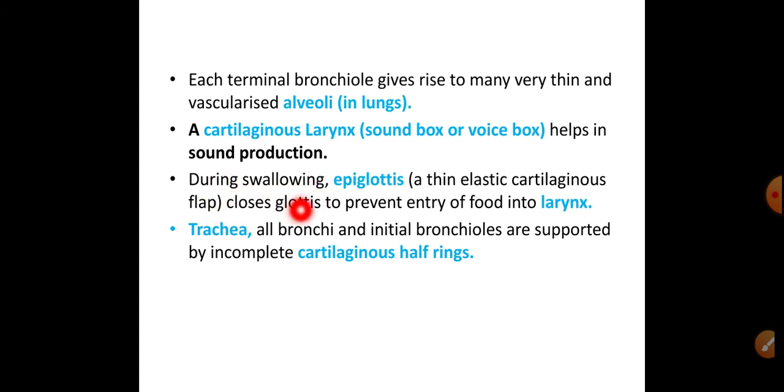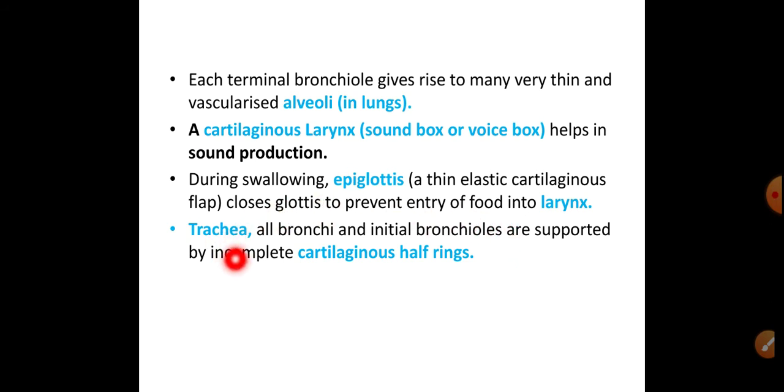Then during swallowing, when we swallow food or water, the epiglottis is another structure. It is a thin elastic cartilaginous flap. It closes the glottis to prevent the entry of food into the larynx. The pharynx is part of the digestive passage as well as the air passage. The pharynx is the digestive part and the larynx is the respiratory part. So when you take food, the epiglottis, an elastic cartilaginous flap, closes the glottis. Why? Because the food you are taking should move only in the pharynx, it should not enter the larynx. If it enters the larynx you will have a problem. So while eating you get a cough.